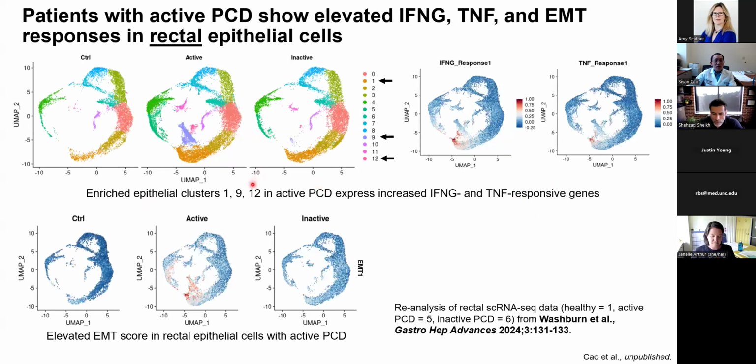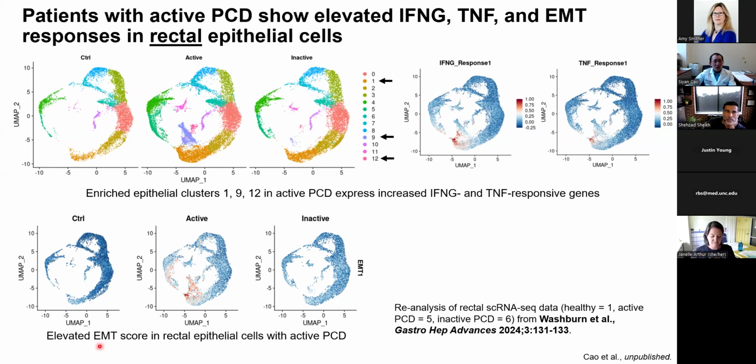And we did a further analysis of the rectal epithelial cells from this database. Here we identified 12 different epithelial cell populations, and 3 of them, including cluster 1, cluster 9, and cluster 12, are upregulated in the rectum from patients with active PCD as compared to inactive perianal disease or normal controls. And further gene expression analysis found that those 3 cell populations have increased expression of genes related to interferon gamma response and TNF response.